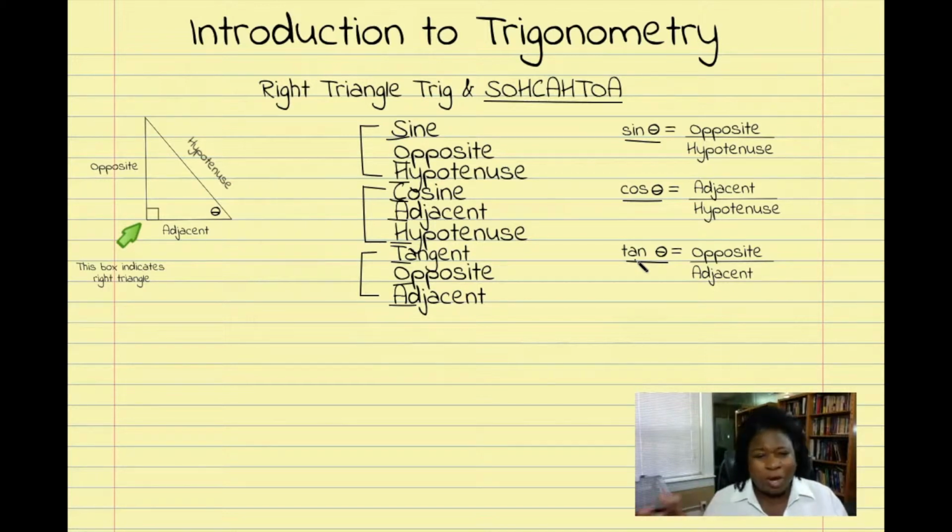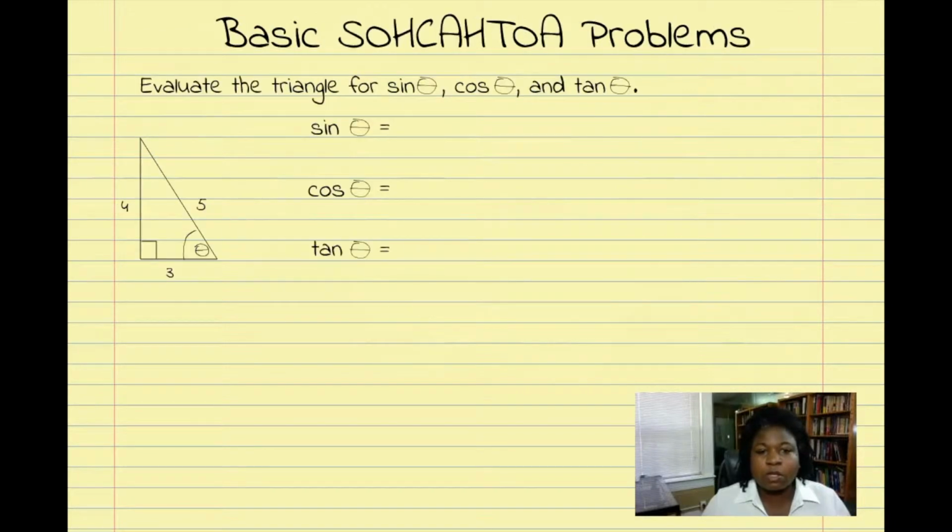So why write out all the letters? We come up with abbreviations. And actually, these are the abbreviations. These you will see on your calculator as well. They're written out sine, cos, tan. So that's what you need to know about SOHCAHTOA to start. Let's look at some examples.